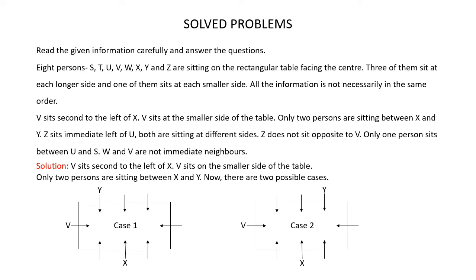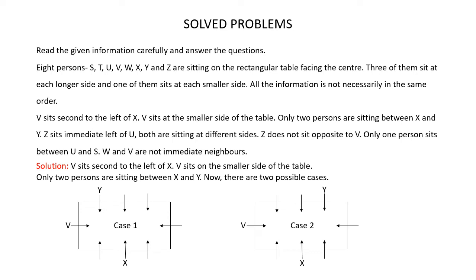Now it's given 8 persons are sitting on a rectangular table facing the center. 3 of them sit at each longer side and 1 of them sits at each smaller side. So first draw a rectangle and mark 8 positions with arrows pointing towards the center. Mark the positions such that there are 3 positions at each of the longer sides of the rectangle and there's one position at each of the smaller side of the rectangle.